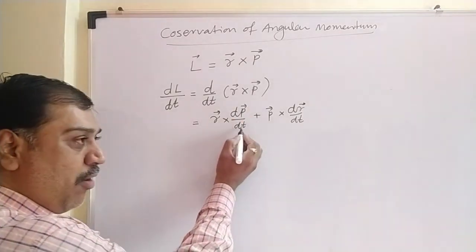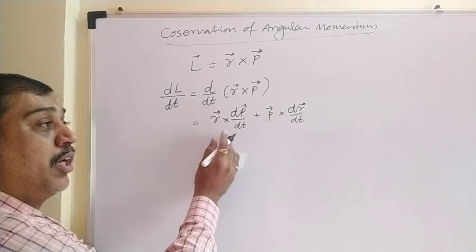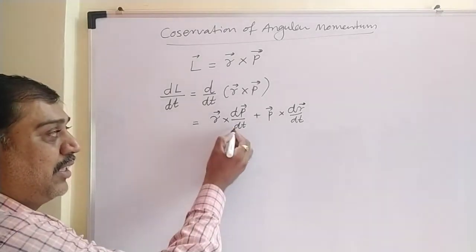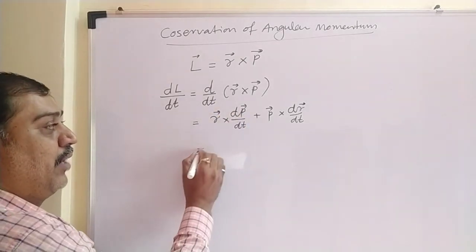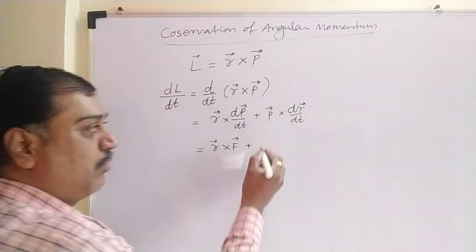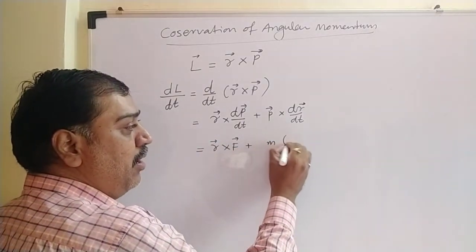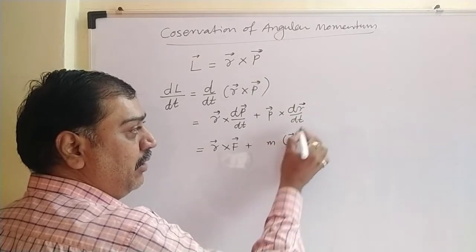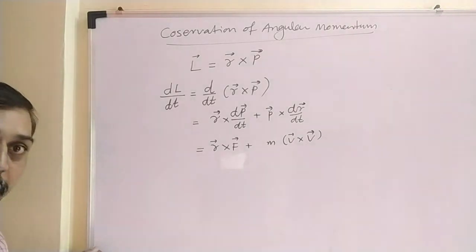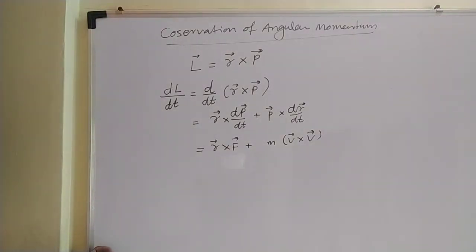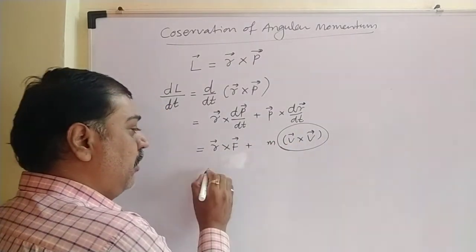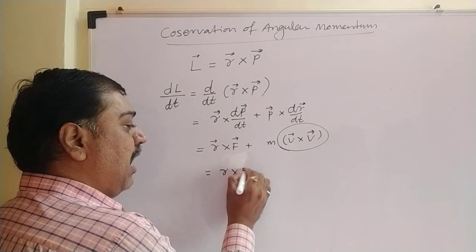Now dp by dt is what? According to Newton's second law, F equal to ma, and that is F equal to dp by dt. So dp by dt is F. We can write here R cross F, plus P means mv, m is taken common, v cross dr by dt. Rate of change of displacement with time is velocity. V cross V. But we know the vector product of the same quantity with itself is always 0. So this would be 0. 0 into anything is 0. So we get here R cross F.